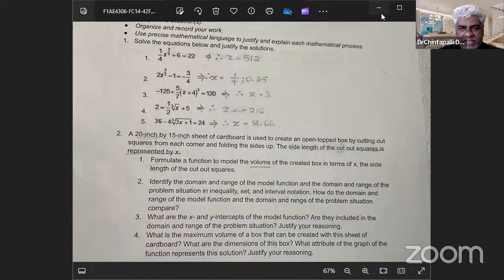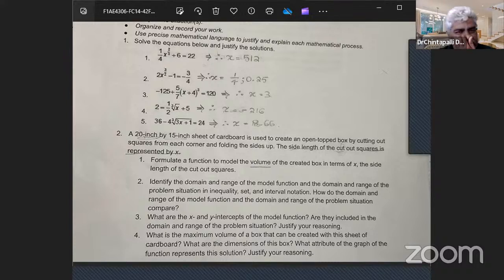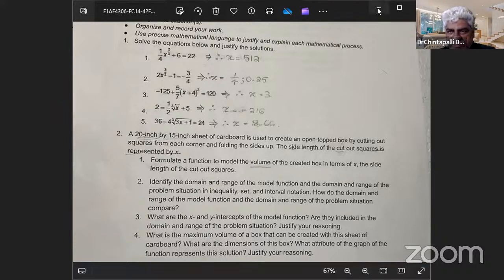Okay, now it is asking about the domain. Domain means how much the value of x can be, right? See, the breadth is smaller. Its actual length is 15 inches. x can't be 15, you know.